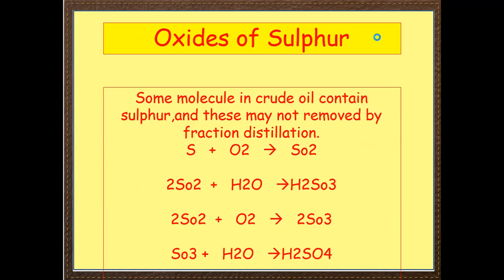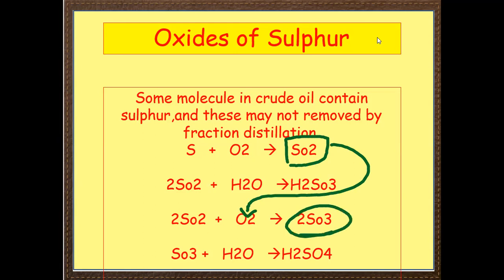The next thing is oxides of sulfur. Crude oil contains sulfur molecules and they are not removed even during fractional distillation. They are still present. So this sulfur, when it comes in contact with oxygen at high temperature, makes SO2. When this SO2 moves into the air, it will react with more oxygen and make SO3. Now this SO2 and SO3, when they come in contact with rainwater, make the acids H2SO3 and H2SO4.